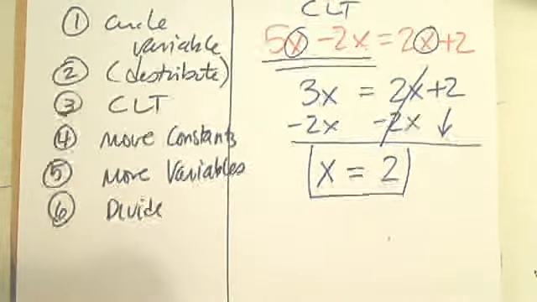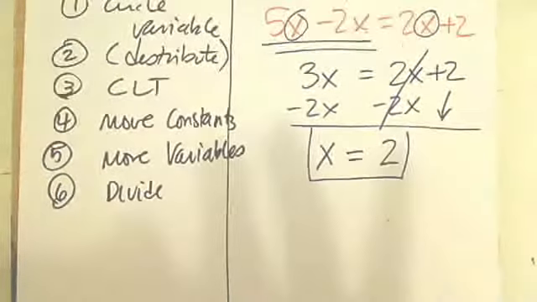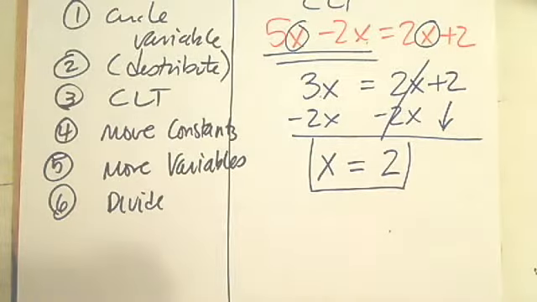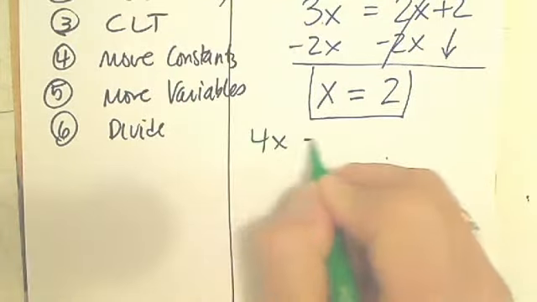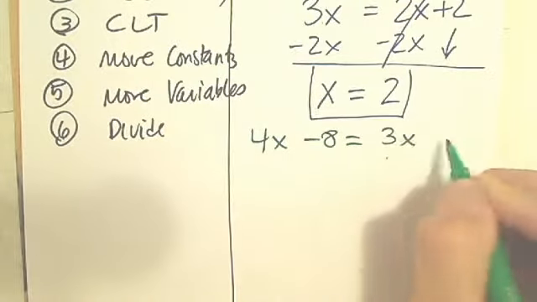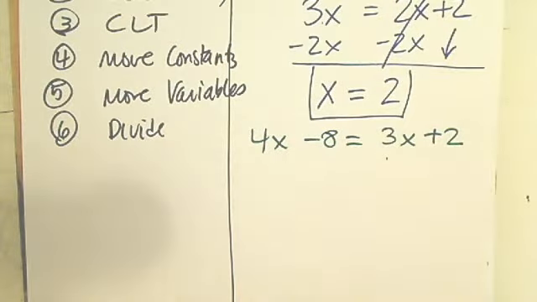That was a nice warm-up. Let's go to the real problem. Okay, lots of thinking today. A lot of thinking today. Here we go. 4x minus 8 equals 3x plus 2.